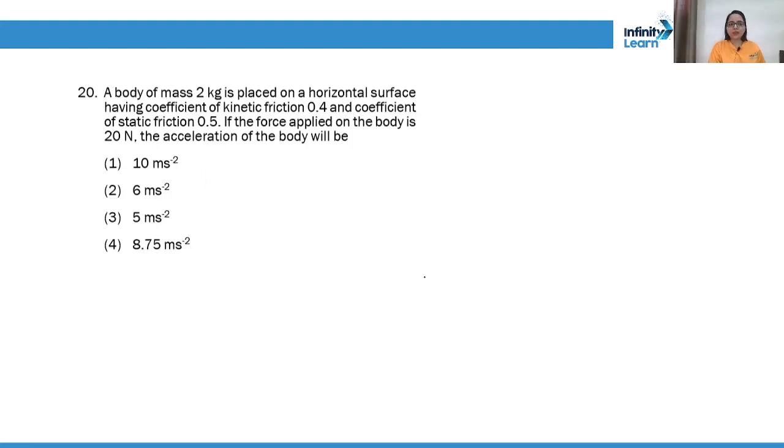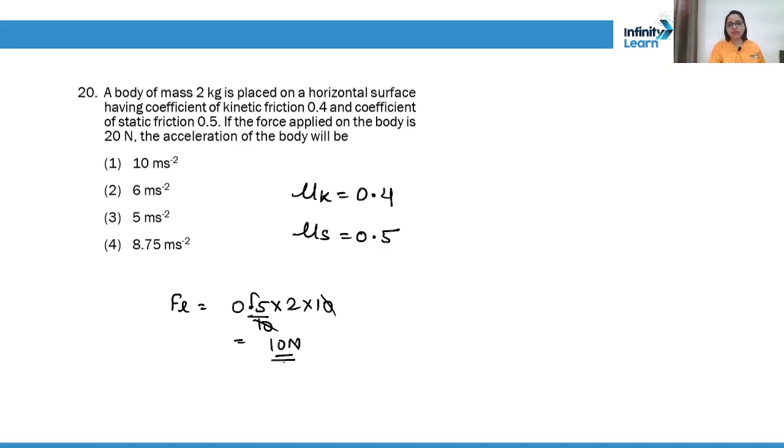Question number 20. A body of mass 2 kg is placed on a horizontal surface having coefficient of kinetic friction 0.4 and coefficient of static friction 0.5. If the force applied on the body is 20 Newton, the acceleration of the body is. So let's find limiting friction first. That is mu s into mg, that is 0.5 into 2 into 10, which equals 10 Newton. So applied force is more than limiting friction, so body will experience kinetic friction, right?